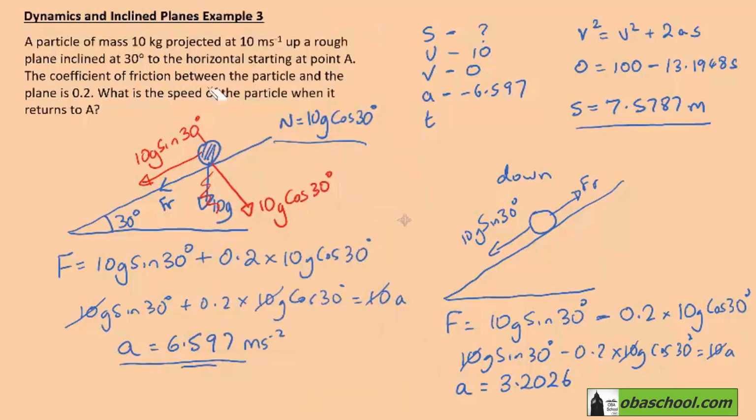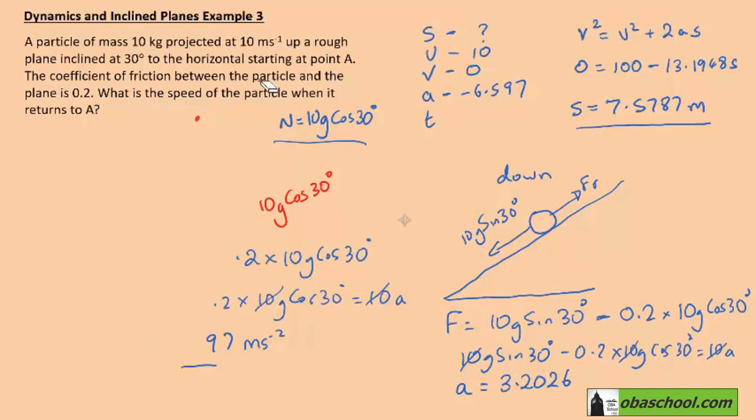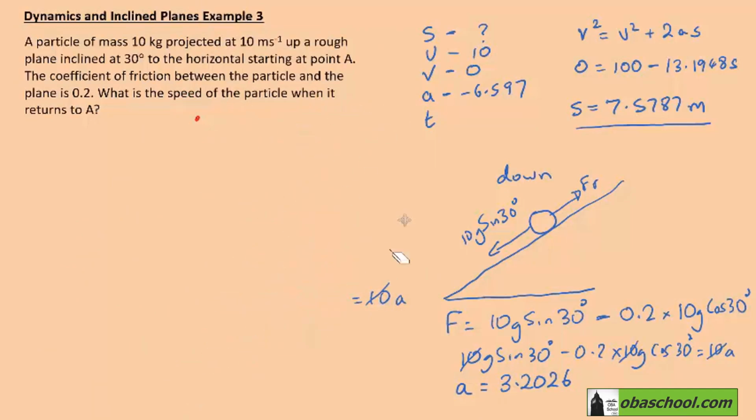Okay, let's make some room for us to work with this over here, because we're now on the way down and we need to do the same sort of calculation we did over here. So we've got suvat, because it's constant acceleration. The acceleration this time is going to be speeding up, so 3.2026 is positive, and v is what we're very much interested in finding. On the way down, of course, it starts from rest. It went up the slope, it stopped, and then it's coming back down from rest. And the distance is, of course, 7.5787 meters.